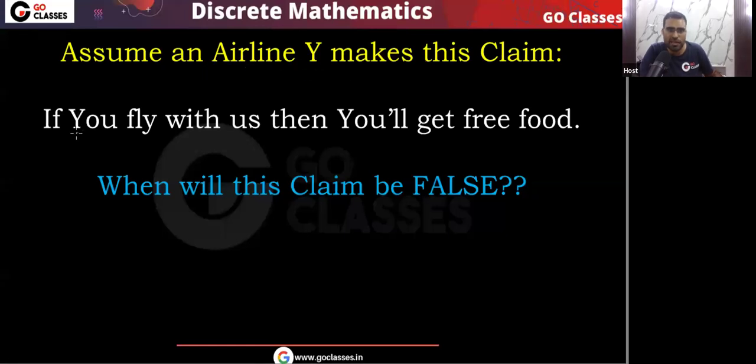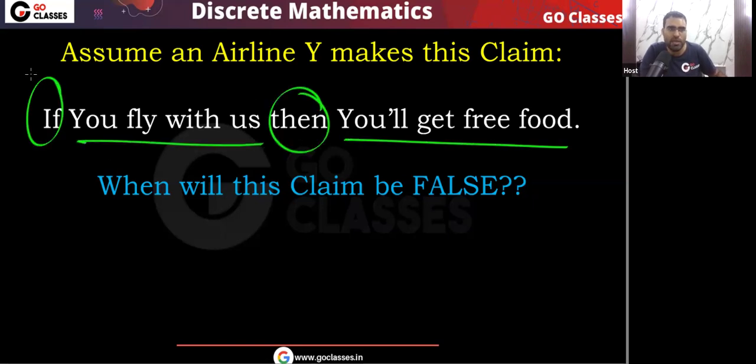Now you can see they are saying that if you fly with us, then you will get free food. Is this an implication statement or not? Tell me. Yes, if something, then something. Okay, if P, then Q.